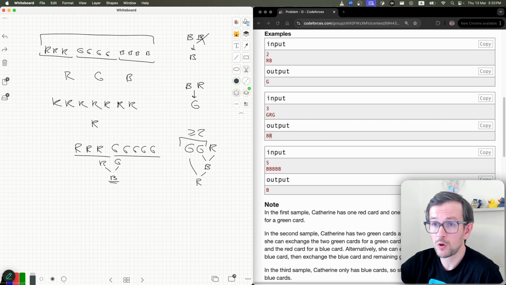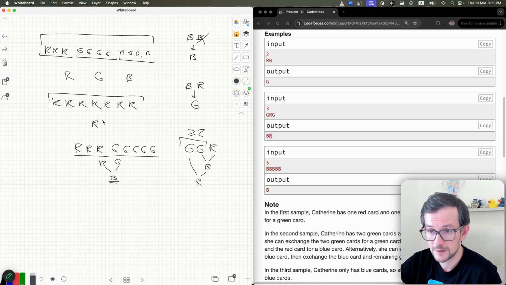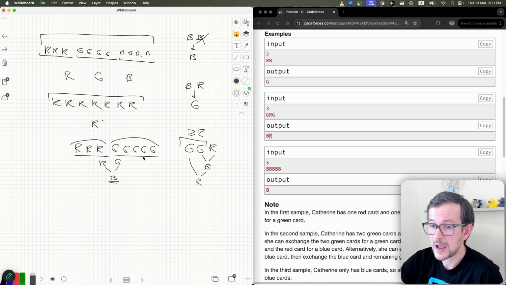So this is basically all options. If I have all three types, I can get all three types in the end. If I have only a single type, I can get only this type in the end. If I have two types, I can always get the third type. And also sometimes I can get these types if I have at least two cards.